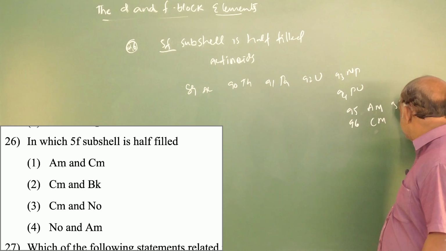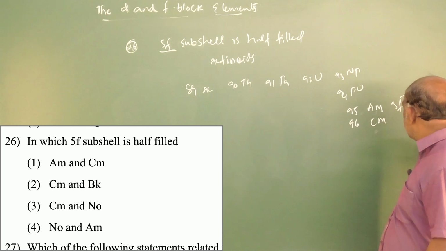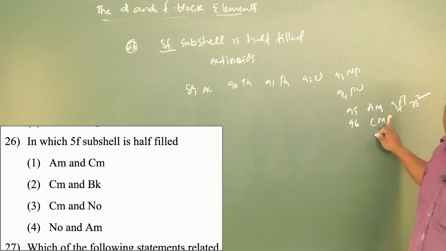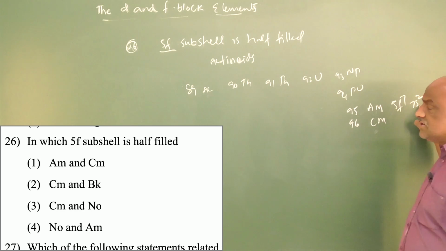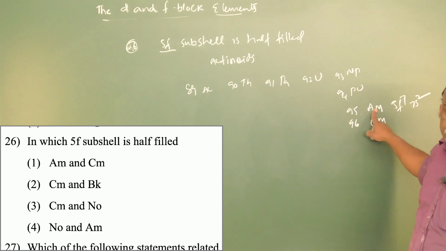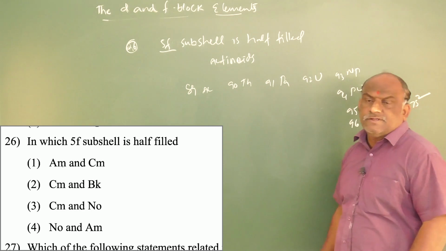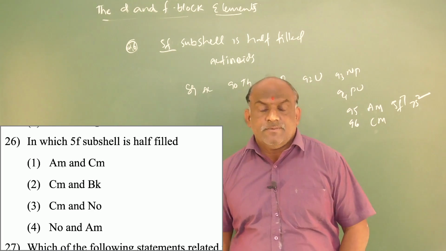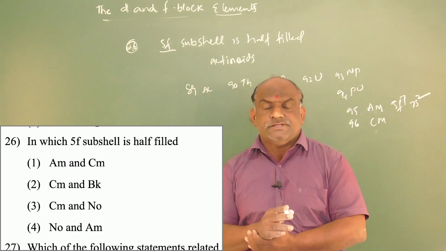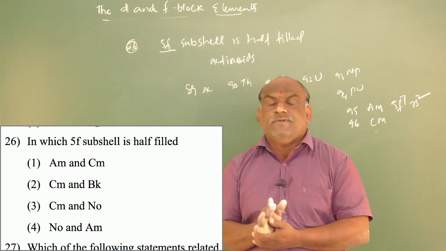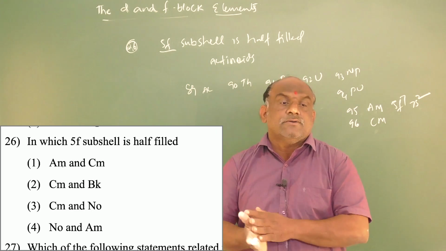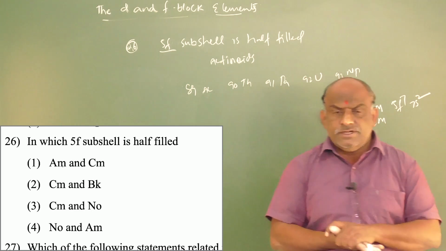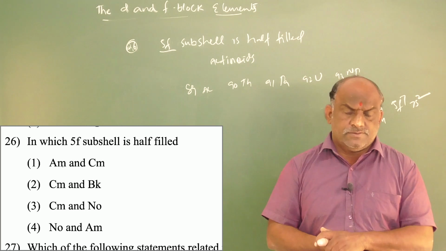7 means it is 5f7, 7s2. This configuration, 5f7 7s2, takes place in americium and curium. This will be the special property of americium and curium: abnormal electronic configurations. The remaining are neither half filled nor full filled. This is theory oriented, so you should read that concept, then you will get an idea about this.